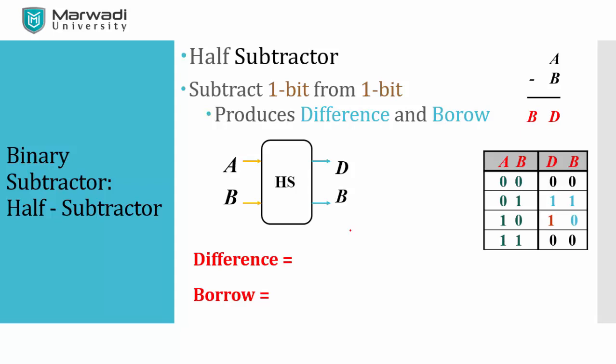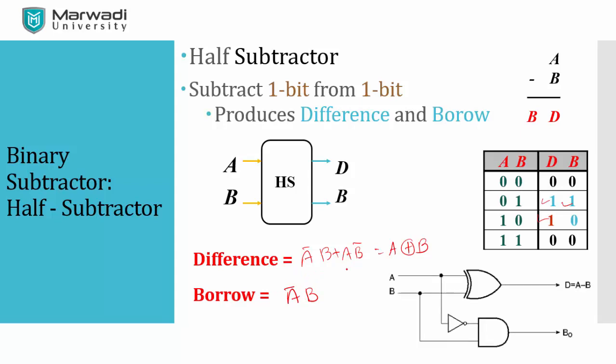When you write the difference here, like this is the 1 and this is the 1, again it's 0 and 1, so I can write A bar B plus A B bar, which is nothing but an XOR gate. What about the borrow? Look at this, it's A bar and B, so A bar B. This is nothing but the boolean expression for difference and borrow. Same way you can also design a circuit based on the boolean expression obtained from the truth table.